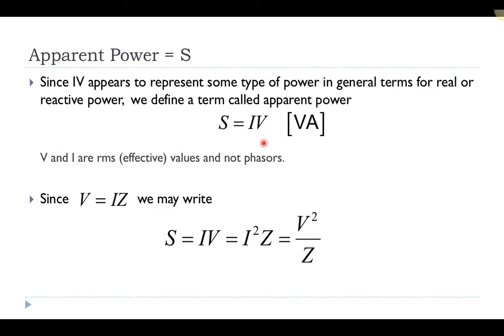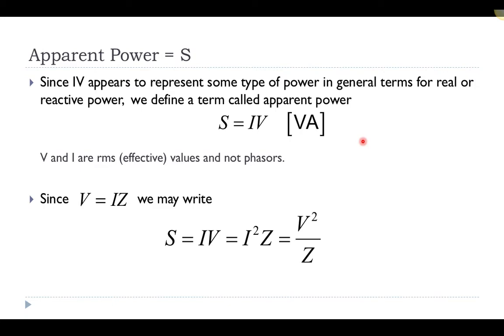In order to distinguish apparent power from real power and also from reactive power, we write it in units of VA. Of course, where does this come from? Well, voltage is measured in volts and current is measured in amps, and so we just write it as VA. This is different than VAR. VAR is the unit that we use for reactive power. So now we have three powers: real power, reactive power, and now this thing called apparent power.